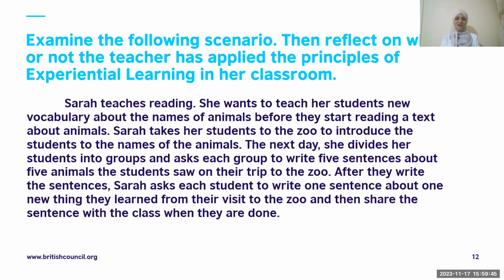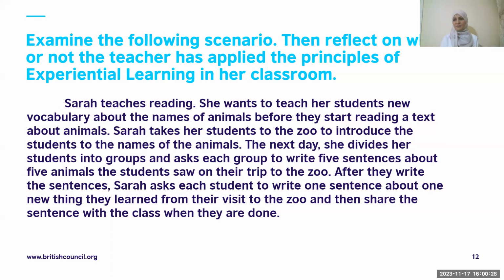So the next day, she divides her students into groups and asks each group to write 5 sentences about the 5 animals the students saw on their trip to the zoo. Why did she put them together? Remember when we talked about experiential learning theories, we said they happen in the real world and they also happen with others. Do they do this on their own? Excellent. To brainstorm and share ideas.